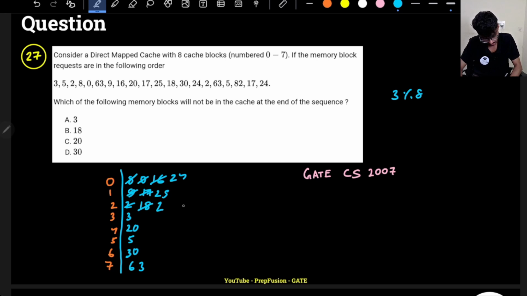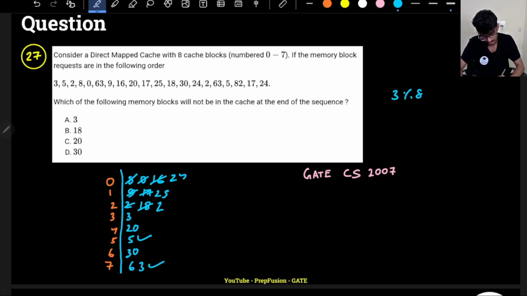63 mod 8 is 7 only, and it is already present, so there is no problem. There is no cache miss. It is a cache hit. Okay. Then 5 mod 8 will be 5 only, so 5 is already present. It is a cache hit.